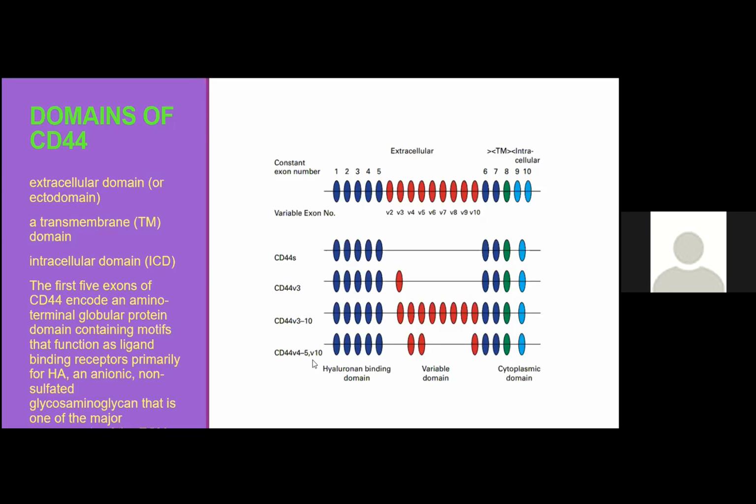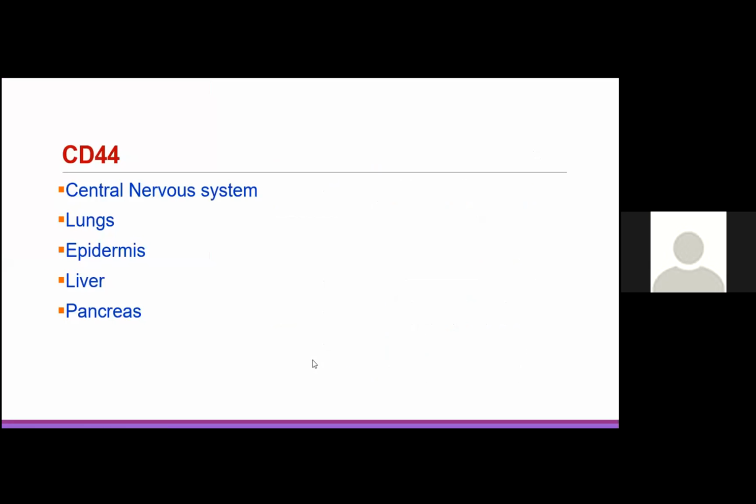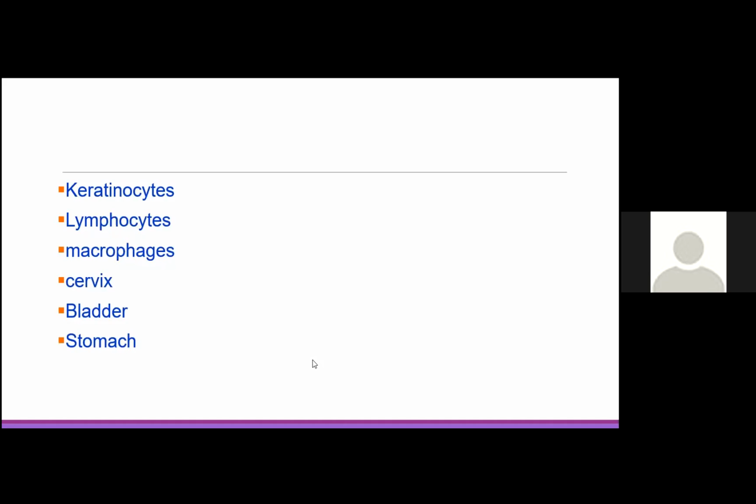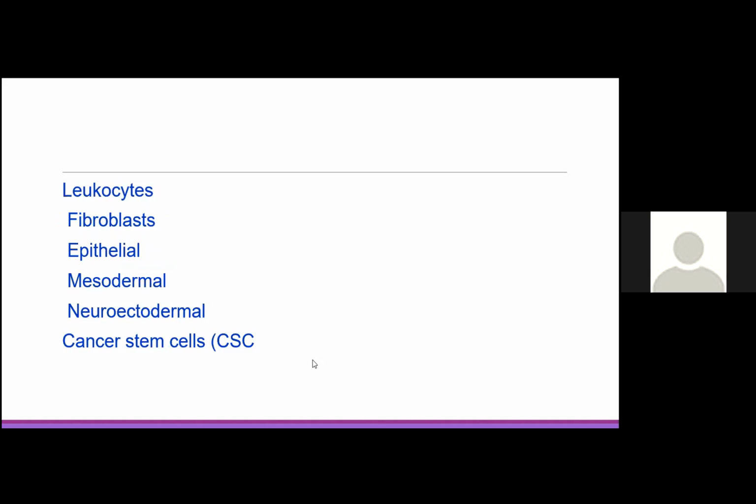The first 5 exons of CD44 encode an amino terminal globular protein containing motifs that function as a ligand binding receptor, mainly for hyaluronic acid. So hyaluronan is the main ligand for CD44. Now CD44 is present ubiquitously in almost all systems of the body: central nervous system, lungs, epidermis, liver, pancreas, keratinocytes, lymphocytes, macrophages, cervix, bladder, stomach. Also on various cells it has been spotted: leukocytes, fibroblasts, epithelial, mesodermal, neuroectodermal cells, cancer stem cells.